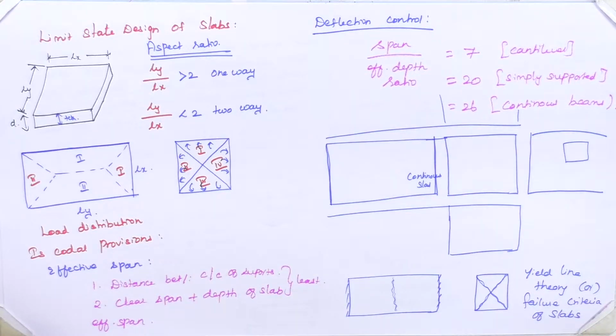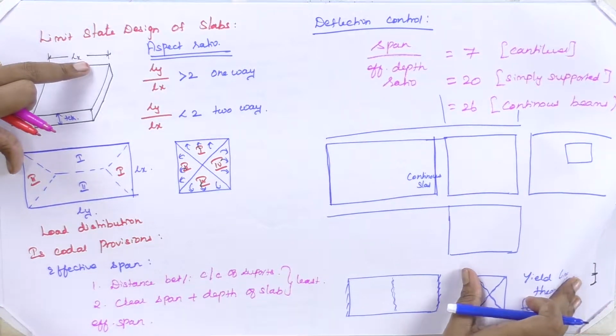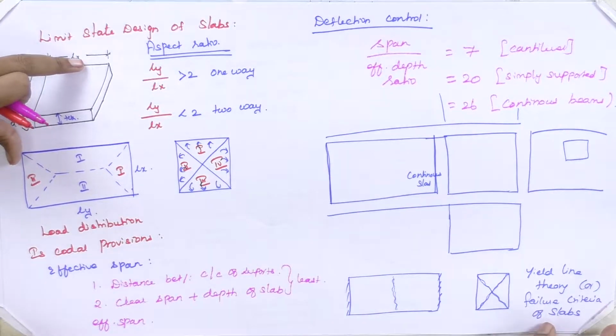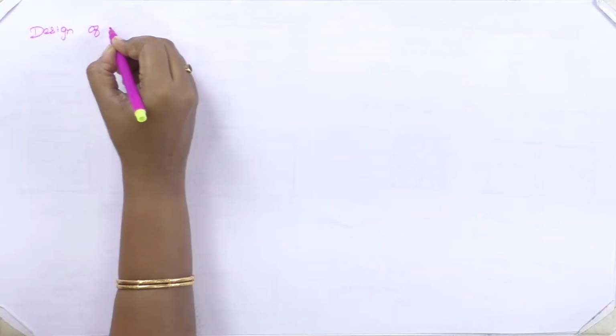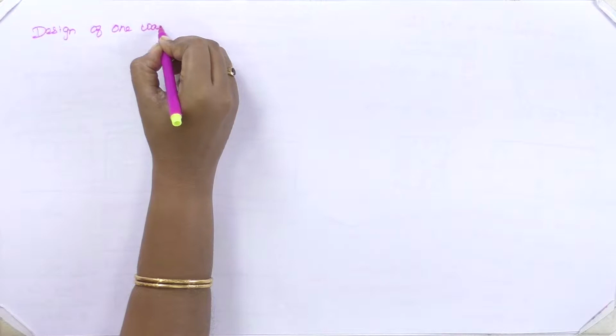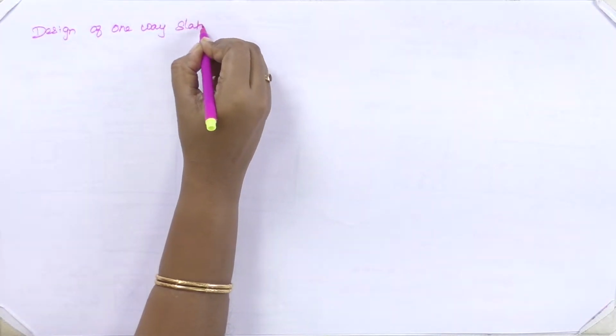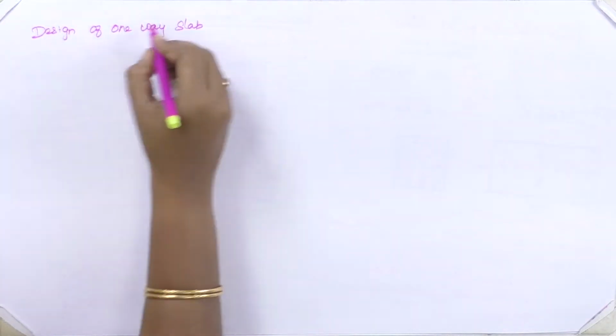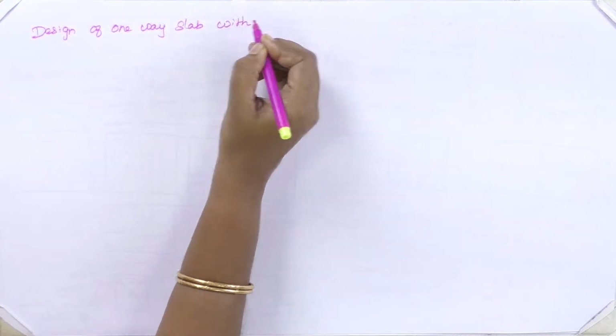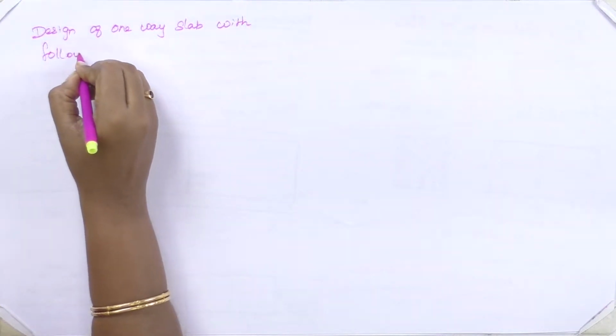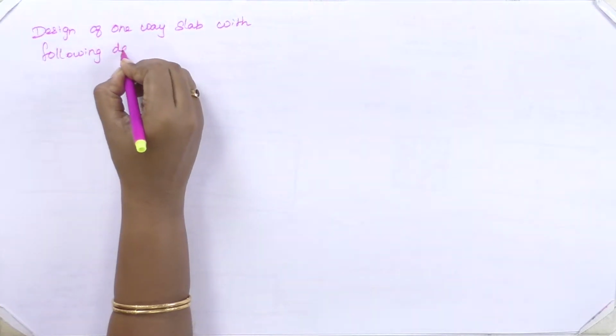Failure criteria of slab. Okay, now we are going to see about design of one-way slab with the following data.